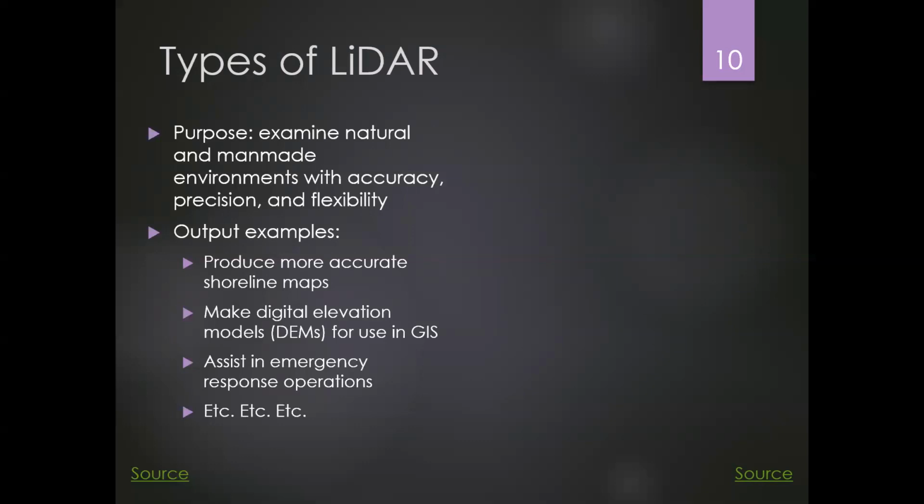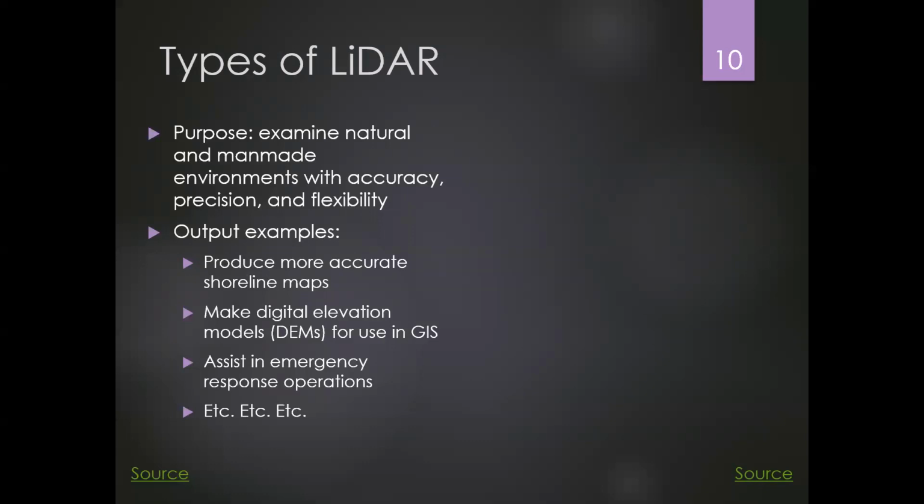If the number of points is large enough, you can use these points to create a very accurate surface of the Earth, right? So DEM is pretty important. It's in GIS, okay, this concept. And LiDAR can assist in emergency response operations if there is an earthquake or a flood. LiDAR systems can be used to retrieve information firsthand.